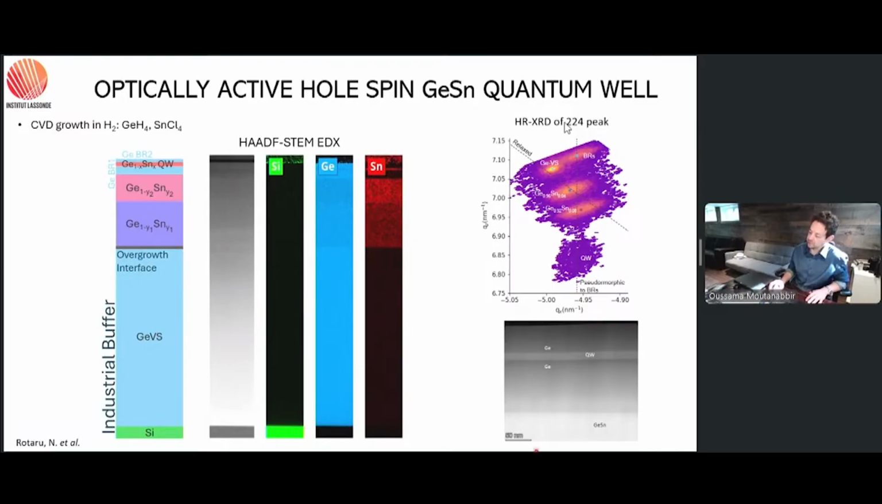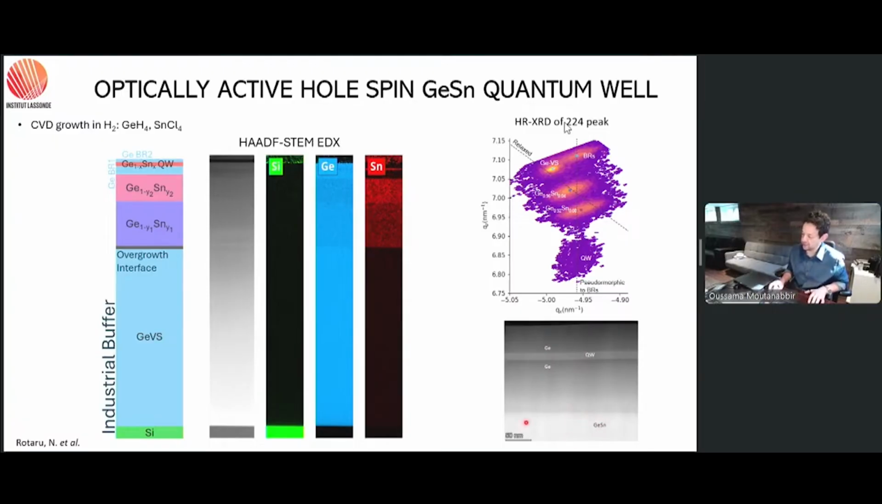So basically what we obtain is a heterostructure like this. This is your 8% buffer. This is the bottom barrier tensile germanium layer. And this is the germanium tin quantum well. And after that, we cap it with a germanium layer.